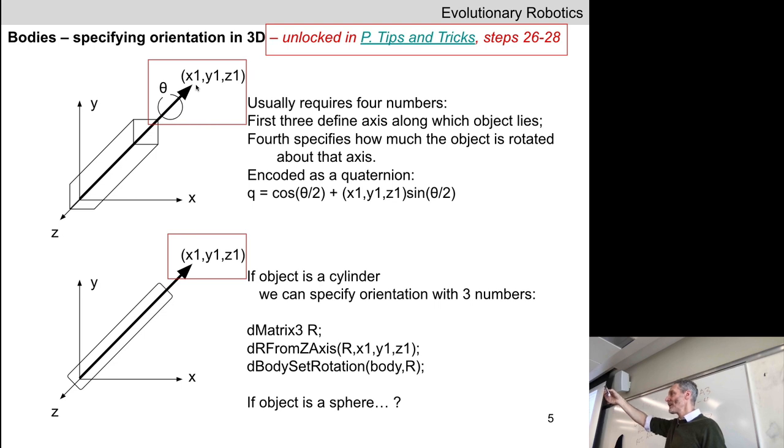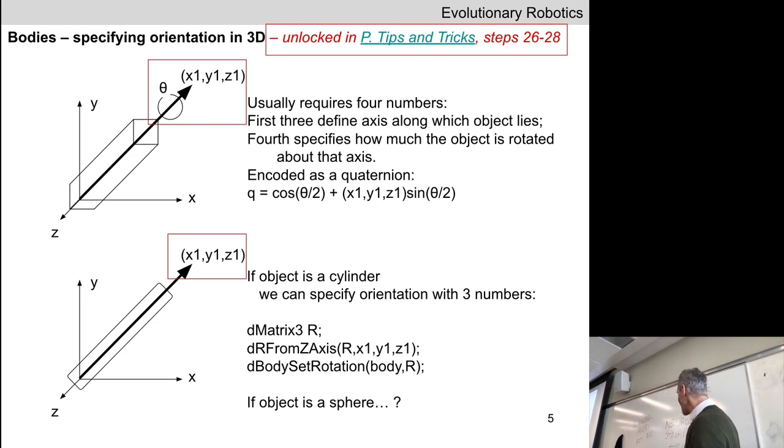So far, so good. The fourth number, as you can probably guess from the fact that we're using theta, is a rotational directive. It tells us then how to take that object and rotate it about its long axis, which is lying along this three-dimensional axis. So far, so good. With those four numbers, you can define any three-dimensional orientation for our object.